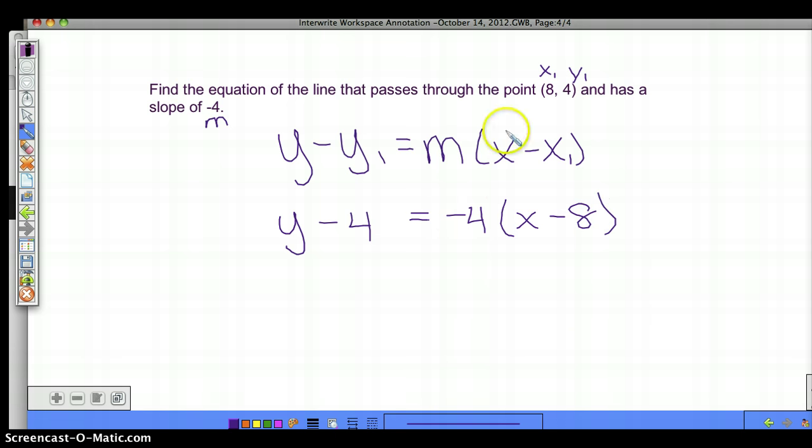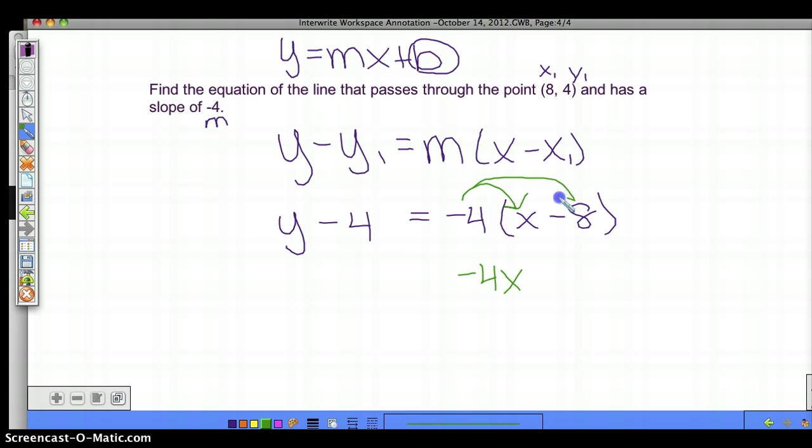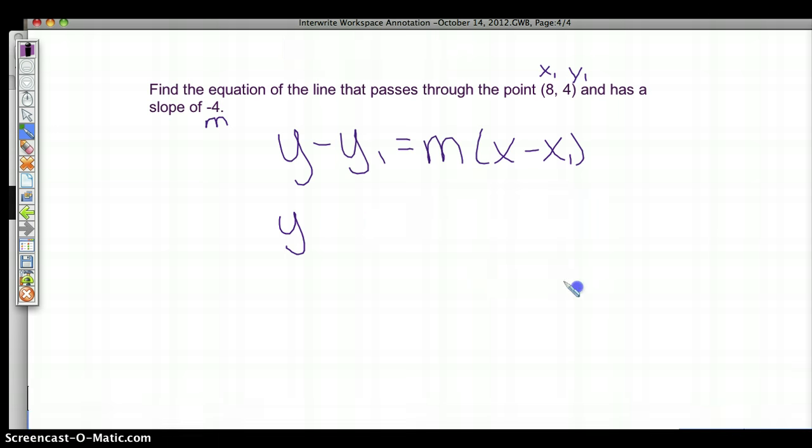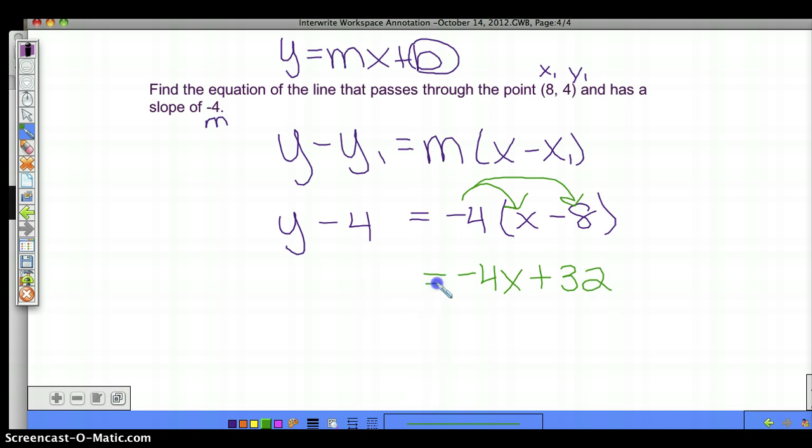Alright, and so we want to put this in slope-intercept form, which we should be very familiar with as y equals mx plus b. Since we don't know our b value, we are just going to rewrite our point-slope form into this form where y is by itself, which we should be very familiar with solving equations. I'm going to distribute the negative 4 to make this negative 4x. Negative 4 times negative 8 would be positive 32. Make sure you watch for your signs on that part. And this side's going to stay the same.